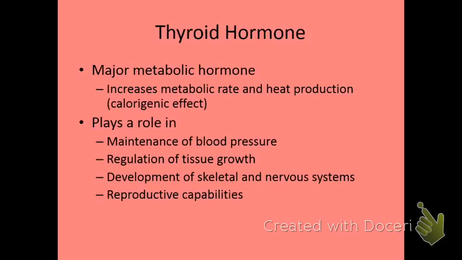Now, thyroid hormone, or thyroxine, is the major metabolic hormone. It increases metabolic rate and heat production, the calorigenic effect, and it plays a role in maintenance of blood pressure and regulation of tissue growth, just like it's an assisting hormone with growth hormone. It also develops the skeletal and nervous system. It helps to finish those off, and it makes it so that you are more alert and awake when we have proper amounts of thyroxine in the system.